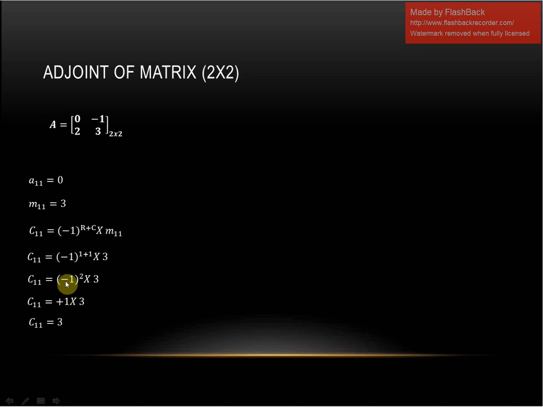If you perform this on any number, a negative number to an even power is a positive number. Okay, so minus 1 power 2 is positive 1, multiplied by 3 is equal to 3. So the cofactor associated with the first row and first column is 3.